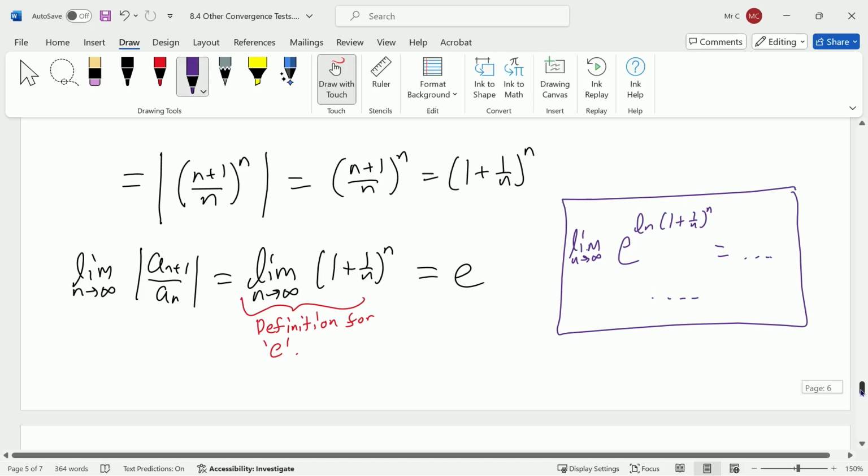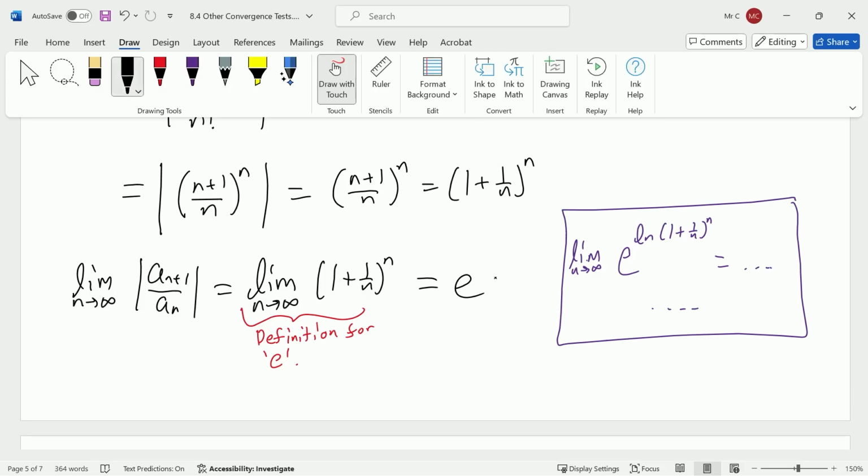All right. Oh, well, we didn't actually state our conclusion. e is bigger than 1, so this implies the series diverges by the ratio test.